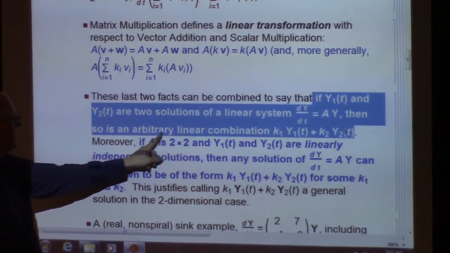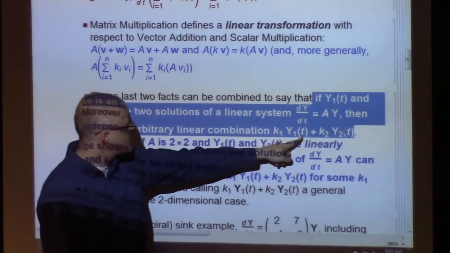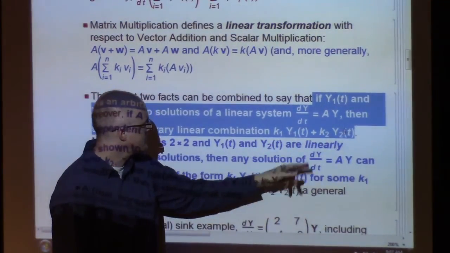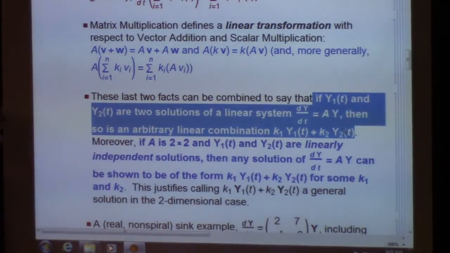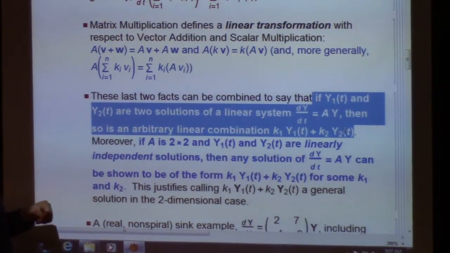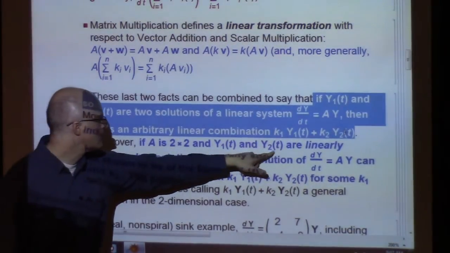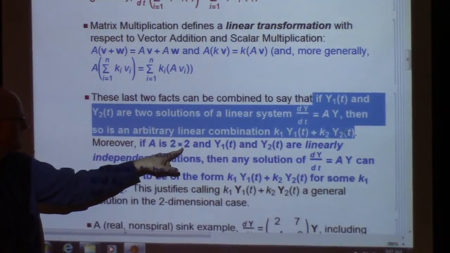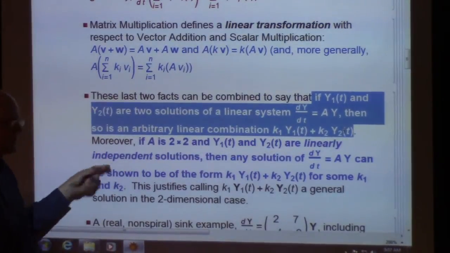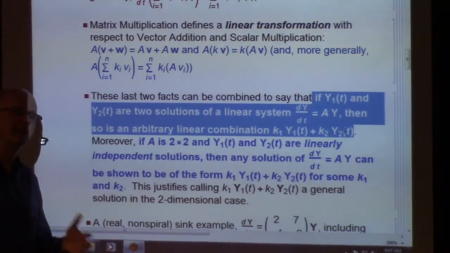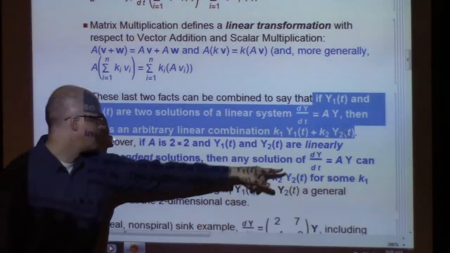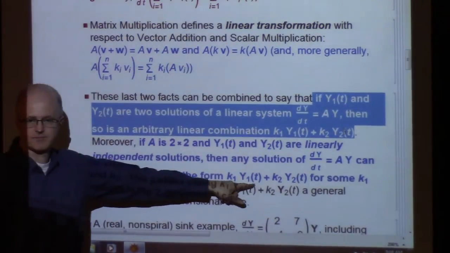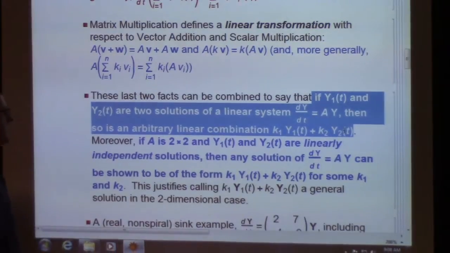So is an arbitrary linear combination. A linear combination of two vectors is a scalar times the first vector plus another scalar times the second vector. That's called a linear combination of those two vectors. And yes, if y1 and y2 are two solutions, then so is that. Moreover, if you've got two solutions of a 2x2 system, two-dimensional system, that are also linearly independent, which in the two-dimensional case means they're not scalar multiples of each other, then any solution of this equation can be written in this form. Okay, and we'll see that that's a consequence of the uniqueness theorem.